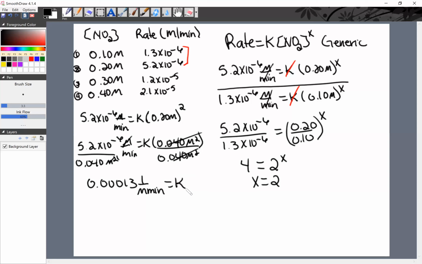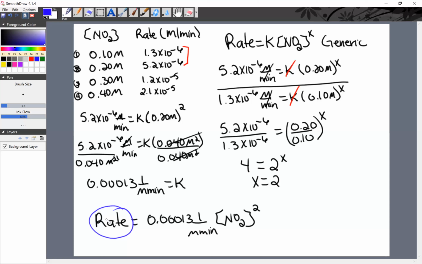So I know x and I know k, so I can write the specific rate law. I know that the rate is equal to 0.00013 1 over molarity minutes times NO2 raised to the second power. The beauty is now I can plug in any rate and find any concentration, or I could plug in any concentration and find that rate. That is the power of this equation. And that's how you would find it using just one reactant.